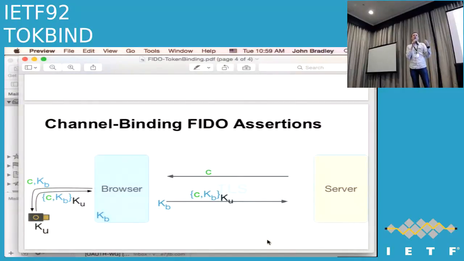I'm showing that here as these curly brackets, which mean signature. And that gets just sent to the server, and the server then checks that the public key mentioned in that statement that the authenticator generated is the same key that is used to authenticate the underlying connection. So that's how the token binding works in FIDO.